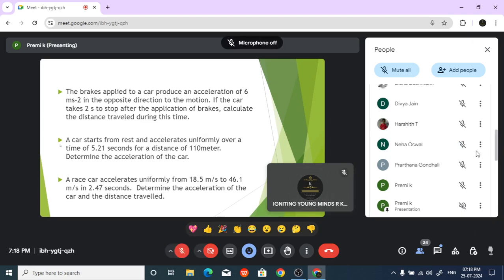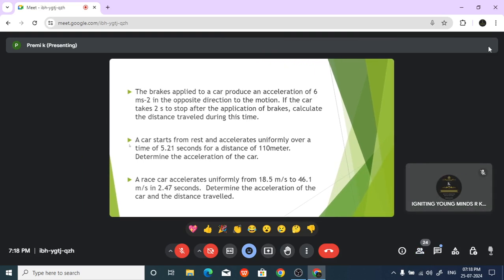We have now seen three equations of motion. That is very important. That's why I'm asking you again and again. In many competitive exams, using this formula, you have to put many sums. Okay, just tell me what formula has to be used here to solve this problem. Ma'am, V is equal to U plus AT, ma'am. Okay, just use that and see.